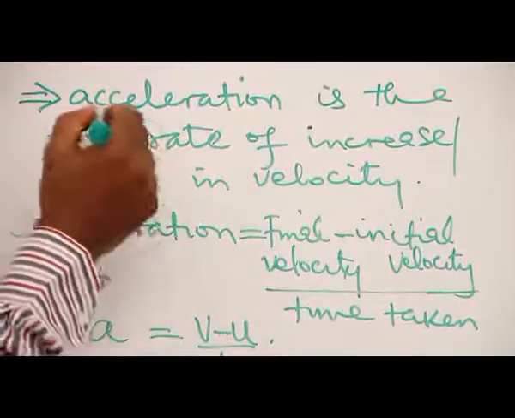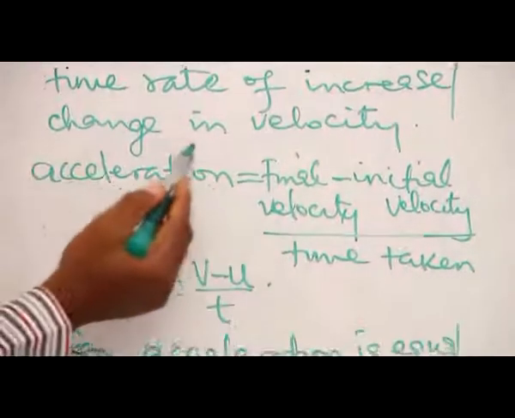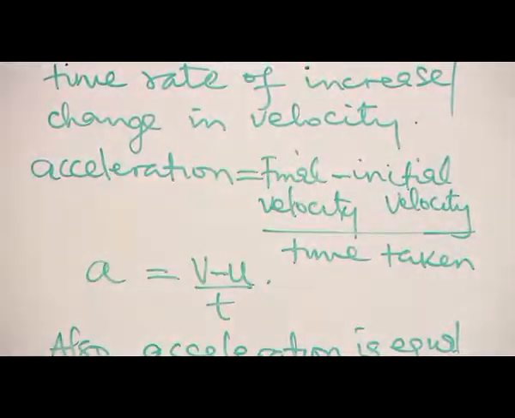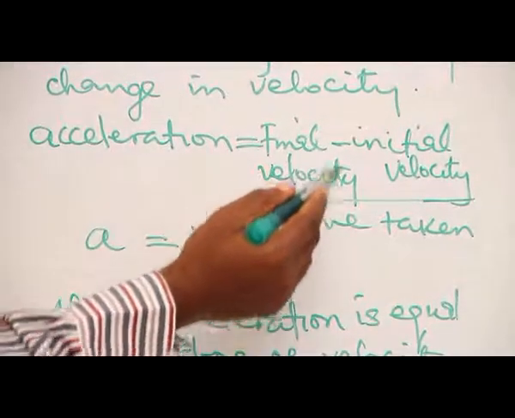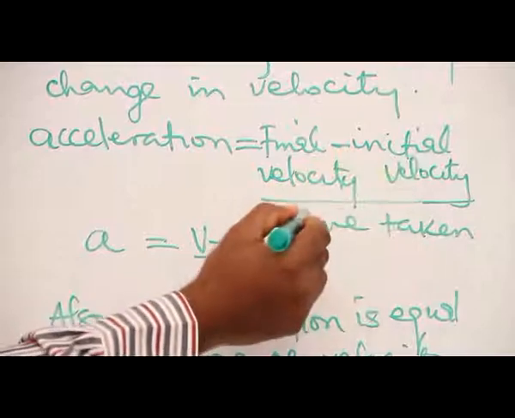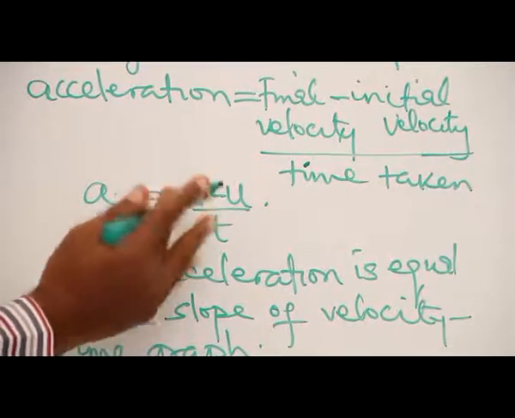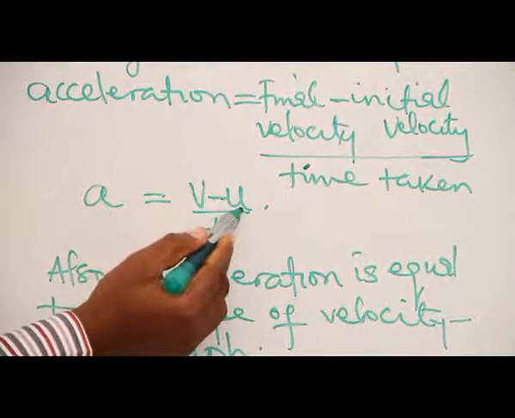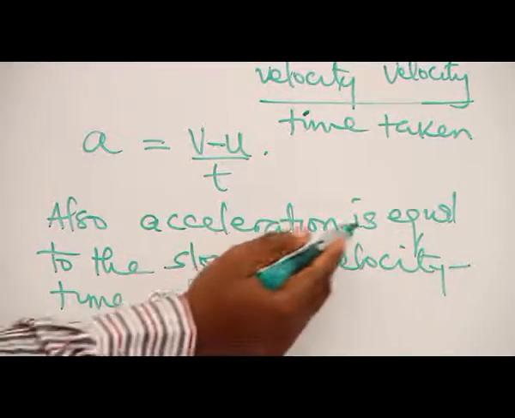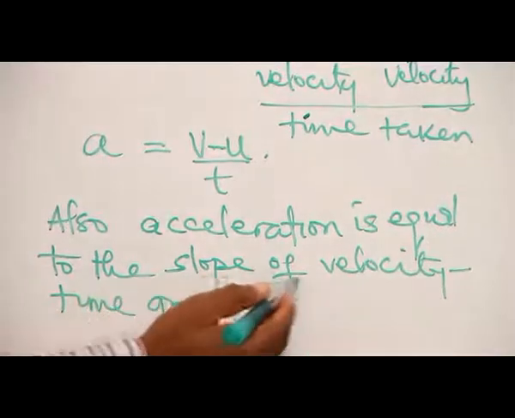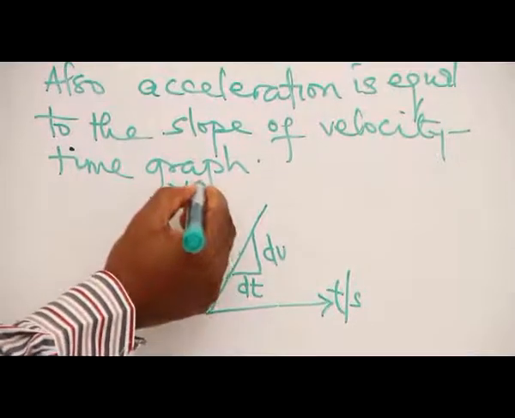Acceleration is the time rate of increase or change in velocity. In formula terms, acceleration equals final velocity minus initial velocity divided by the time taken. Small a is for acceleration, v is for final velocity, u is initial velocity, then t is for time. Also, acceleration is equal in value to the slope of the velocity time graph. Such a graph is illustrated below.